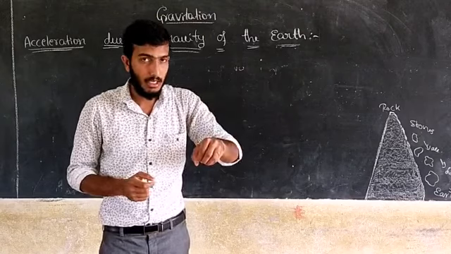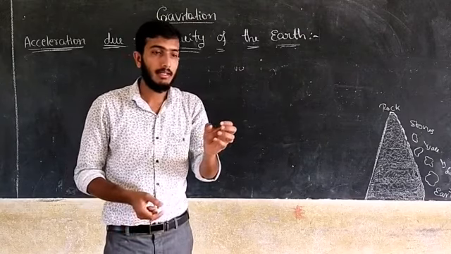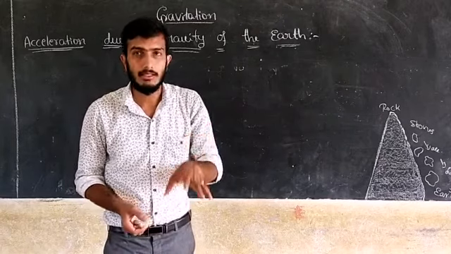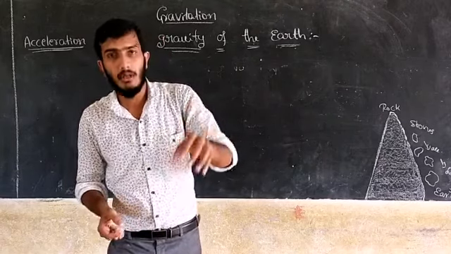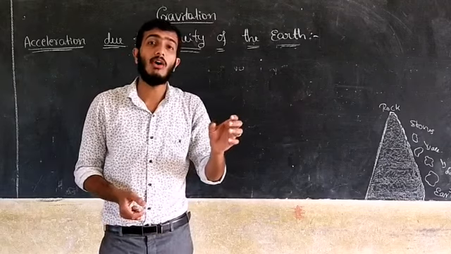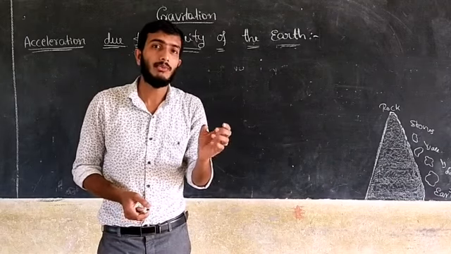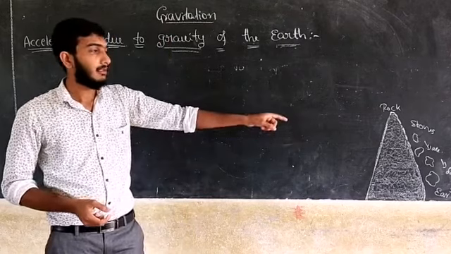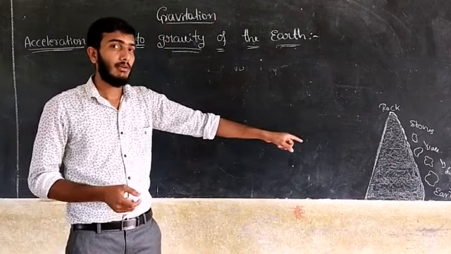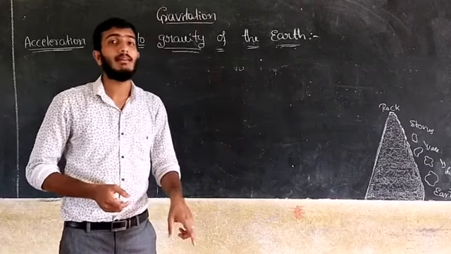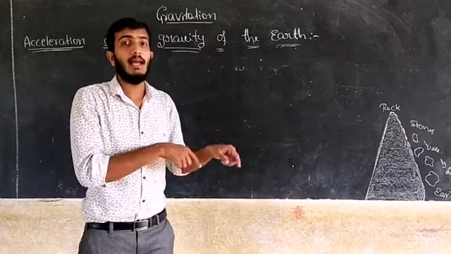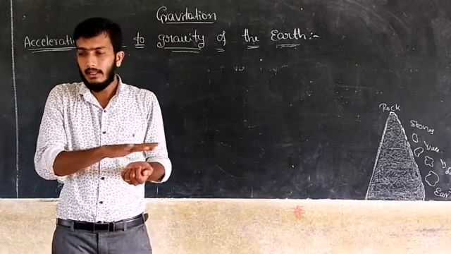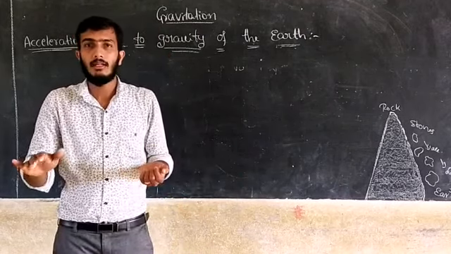The object is falling because of force. It changes position from one point to another with velocity. Some velocity acts on the body. If the velocity acts on the body, it is with some acceleration. So that acceleration, when the body is falling towards the earth, is called acceleration due to gravity.